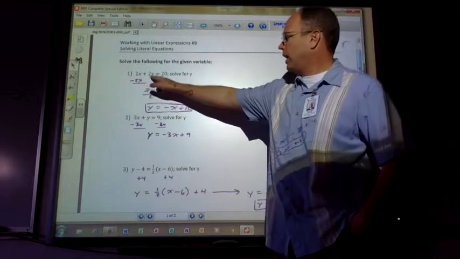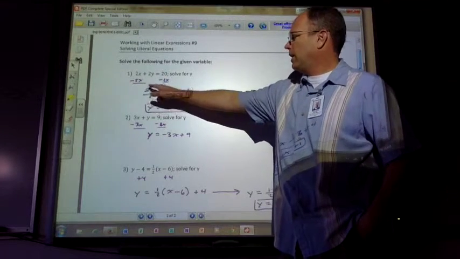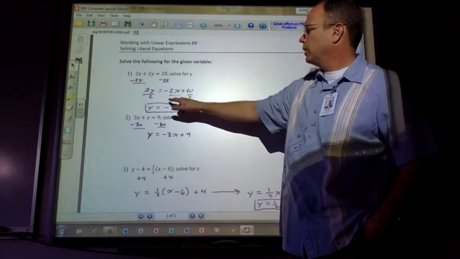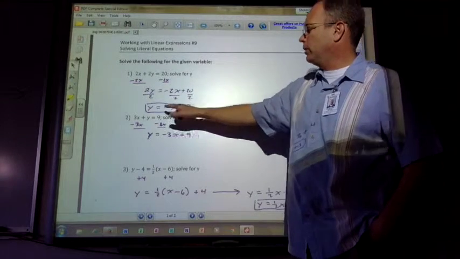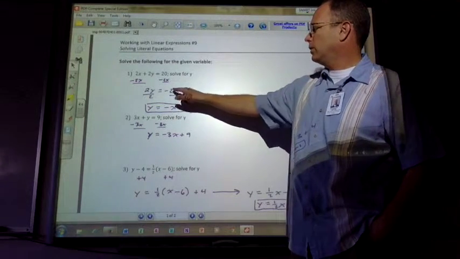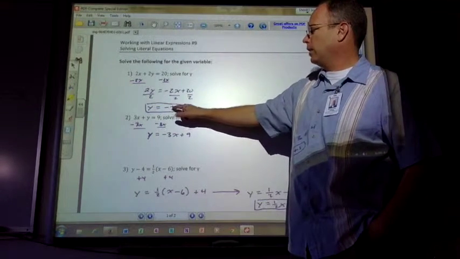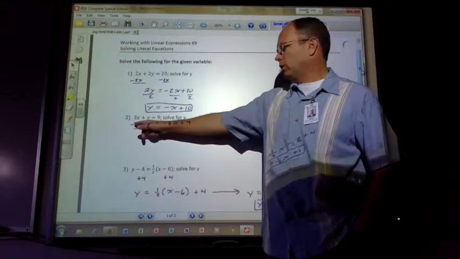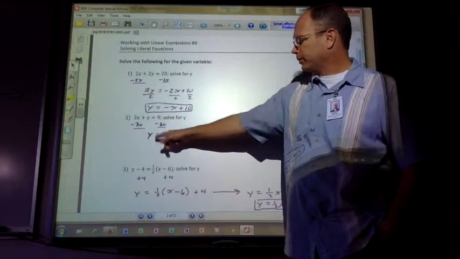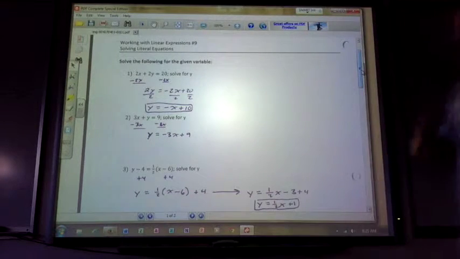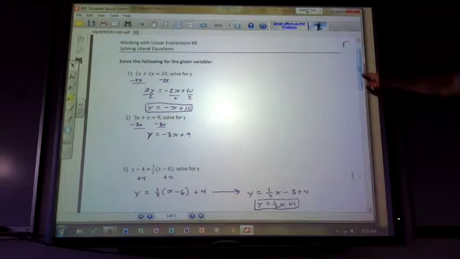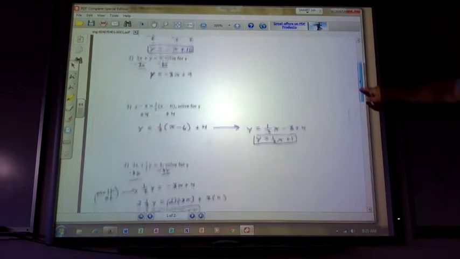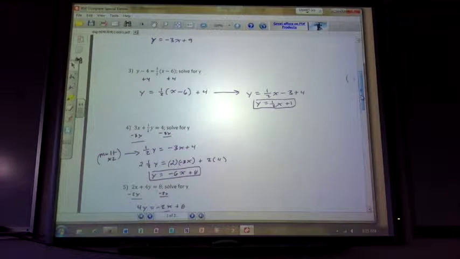And then you can say, okay, I have 2y, and I'll divide everything by the 2, and then reduce. And so that was negative 2 over 2. That becomes negative 1, 10 over 20. Next one's pretty straightforward. Just subtract 3x from both sides. Y equals negative 3x plus 9. So again, you're moving things over the parentheses in order to get there.